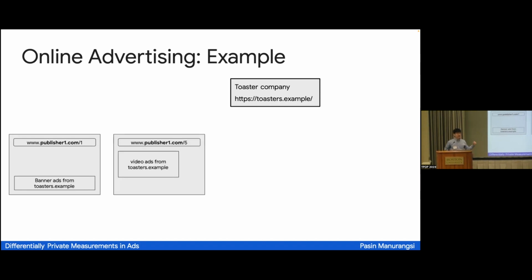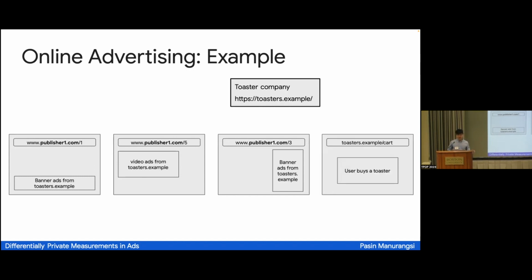And then they go on some other publisher's web page, and they see our ad again, but maybe this time it could be a different ad, maybe a different page, so we are now showing some kind of video ads. Okay, and then this can go on and on. Maybe they will see one more banner ad. And then after all this, the user sometime later decides to go on our website and buy our toaster.